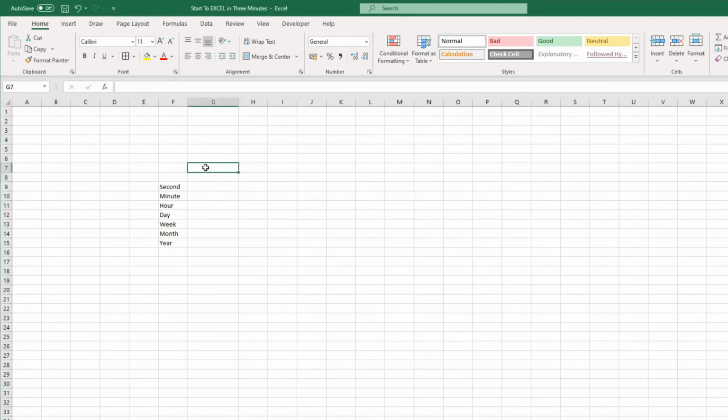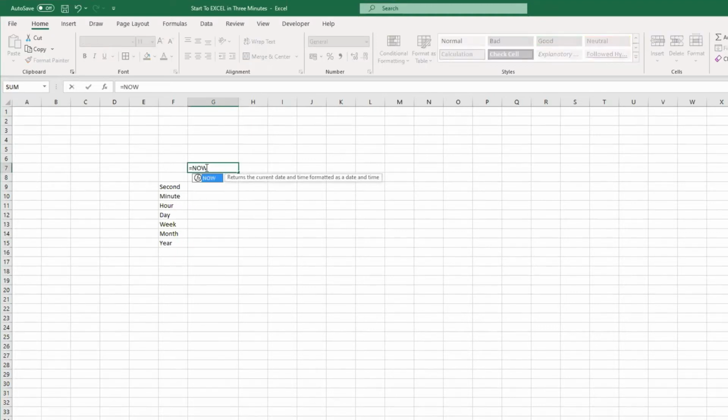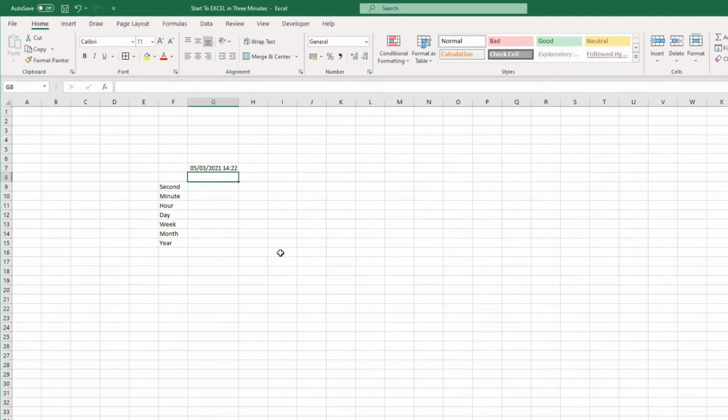So to get this date, first I'd like to enter a formula which is NOW. So equal sign NOW and opening and closing parentheses together and then enter. Then I can see that there is date and also timestamp. Now I will extract second, minute, hour, day, week, month, year one by one.